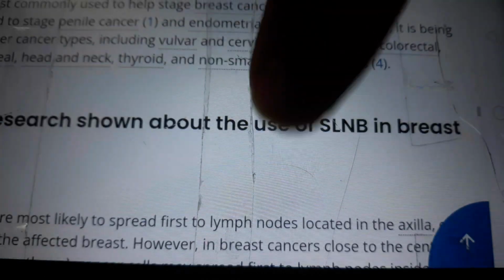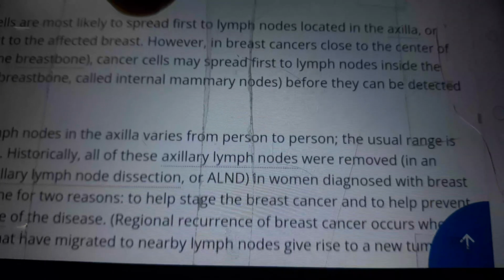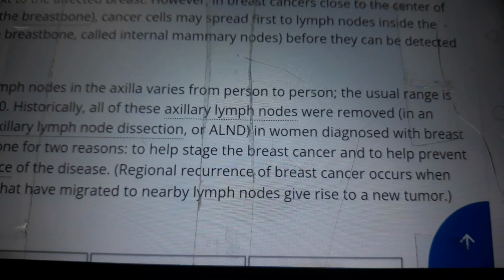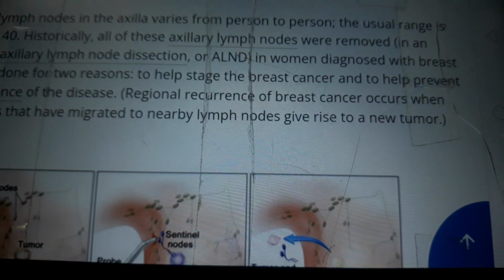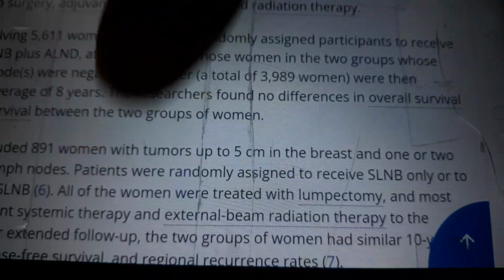Now, what has research shown about the use of SLNB in breast cancer? Breast cancer cells are most likely to spread first to lymph nodes located in the axilla or armpit next to the affected breast. However, in breast cancers close to the center of the chest near the breastbone, cancer cells may spread first to the lymph nodes inside the chest under the breastbone, called internal mammary nodes, before they can be detected in the axilla. The number of lymph nodes in the axilla varies from person to person. That will also be discussed.